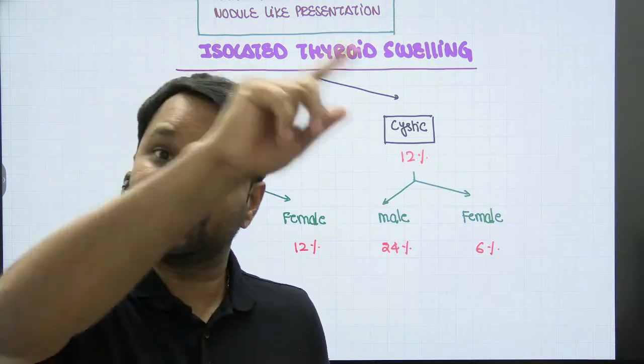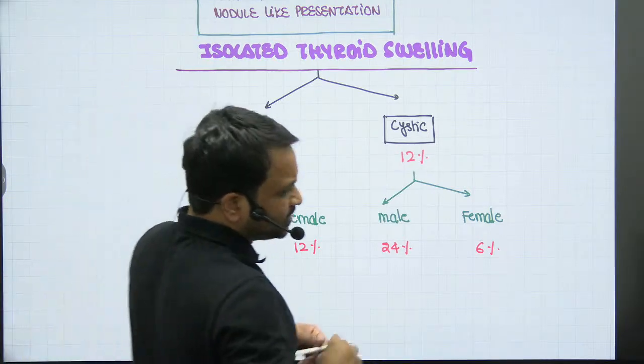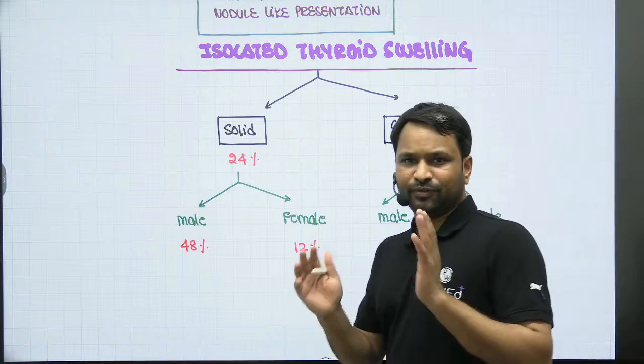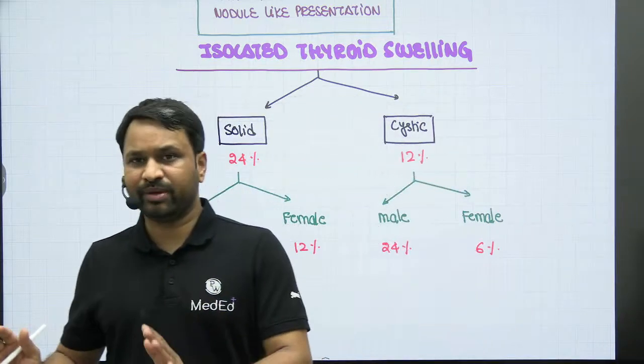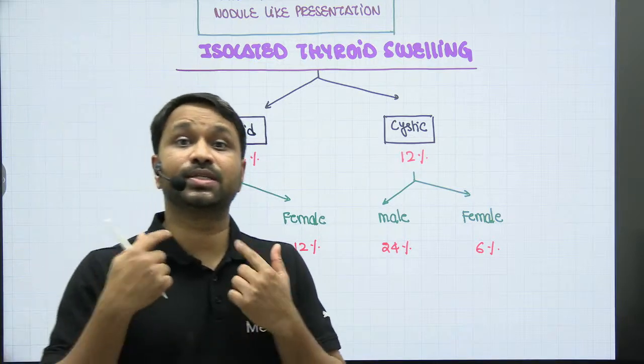If it is solid, it is even higher when compared to cystic. Is that clear? Okay. This is what we try to explain in our clinics also: when you have a patient, the first thing you're looking for is sex. If it's a female, probably okay. If it's a male, it is of higher suspicion. Then you see whether it is solid or cystic.